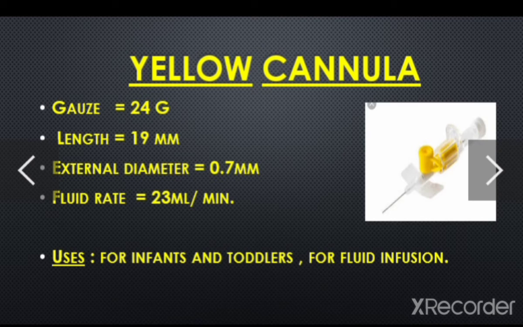This is a yellow cannula. The gauge is 24 gauge, the length is 19 mm, the external diameter is 0.7 mm, and the flow rate is 23 ml per minute. And the uses: it is mostly used for infants or toddlers because of its low flow rate and higher gauge number. It is also used for fluid infusion in the case of infants.